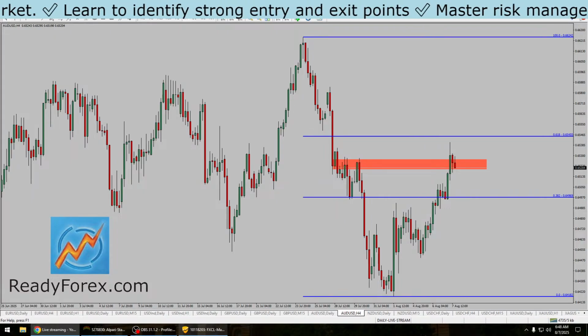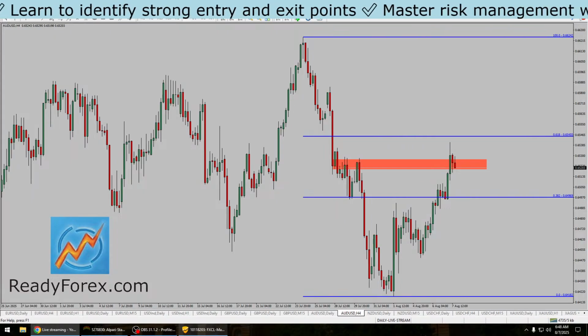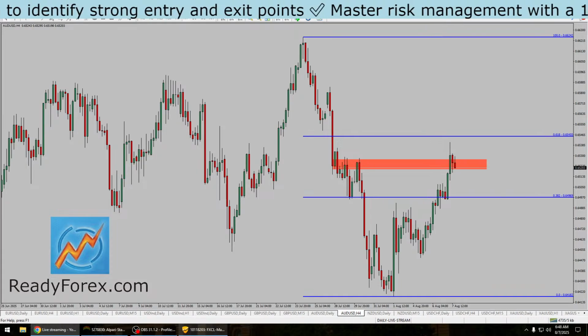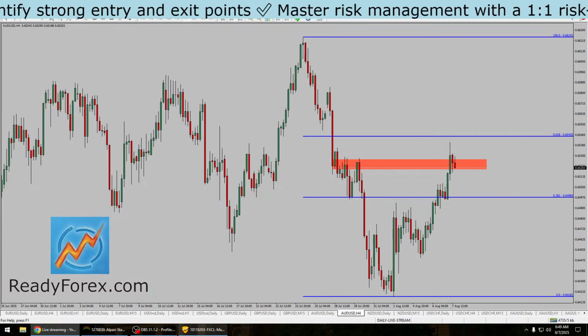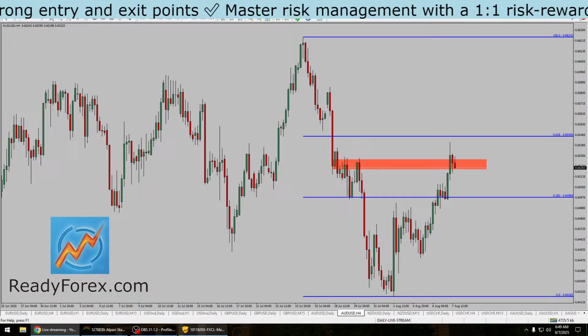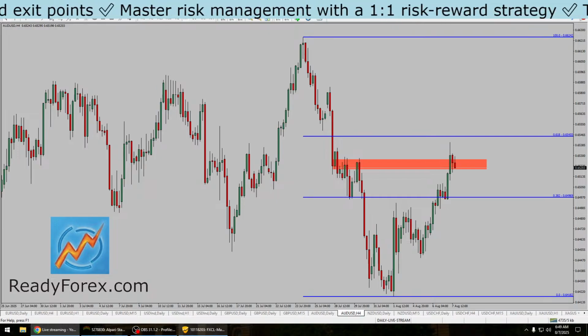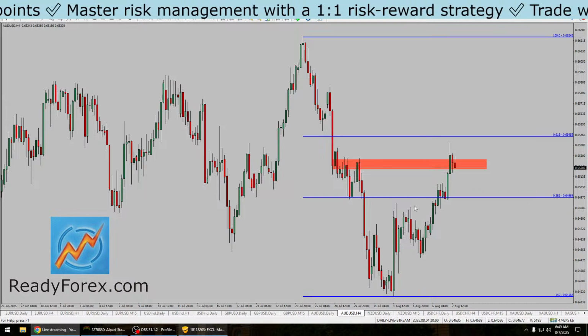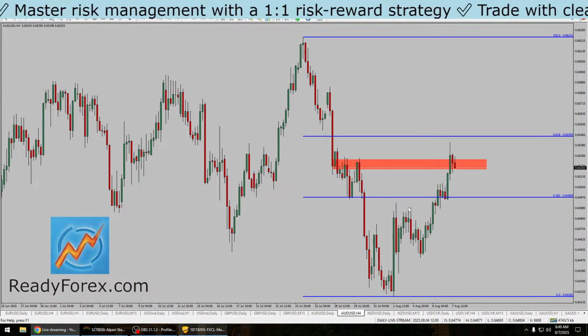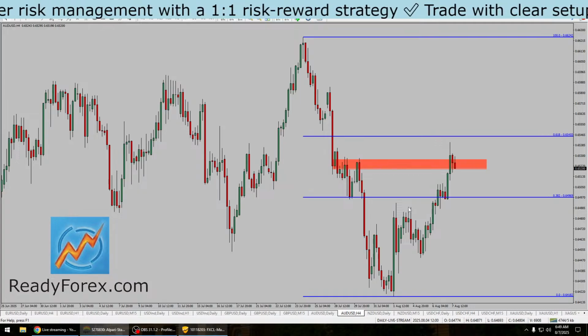I will present GBPJPY and spot gold. Elliot Wave Forecast. Okay, just stick around and I'm going to share with you my analysis.